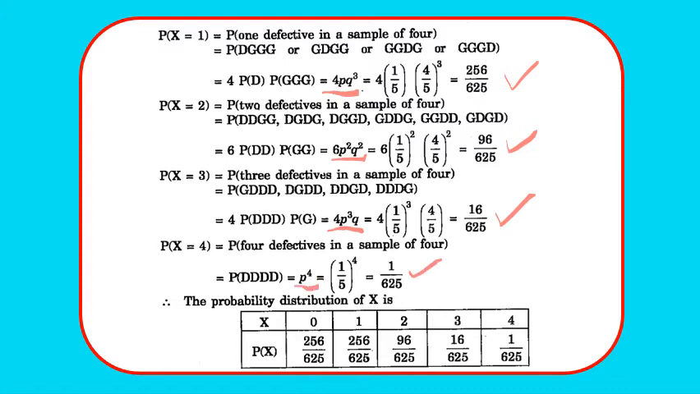So the probability distribution of X is: if X equals 0, P(X) is 256 upon 625. X equals 1, P(X) is 256 upon 625. X equals 2, P(X) is 96 upon 625. X equals 3, P(X) is 16 upon 625. X equals 4, P(X) is 1 upon 625. Clear? So pause and note down the solution.